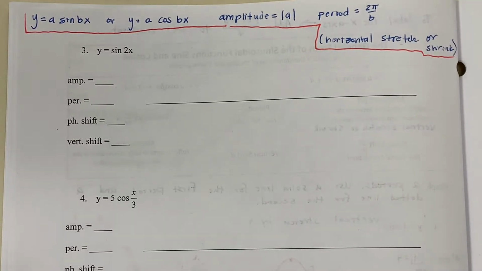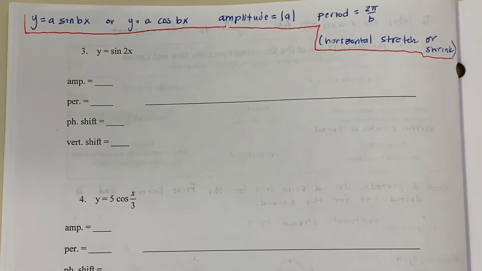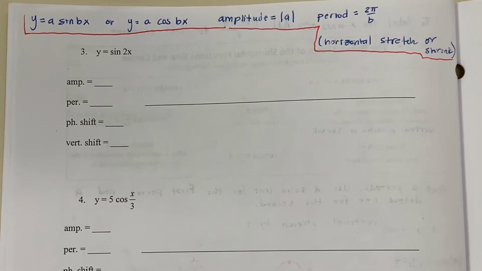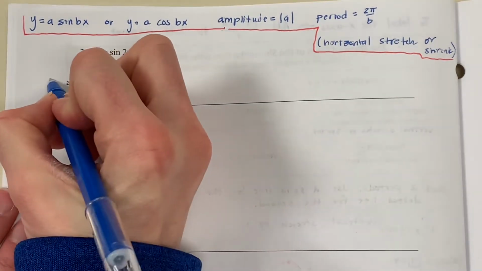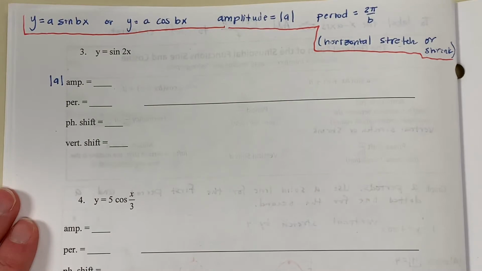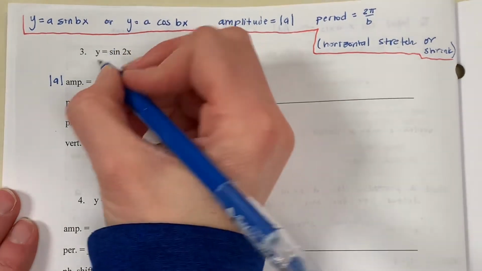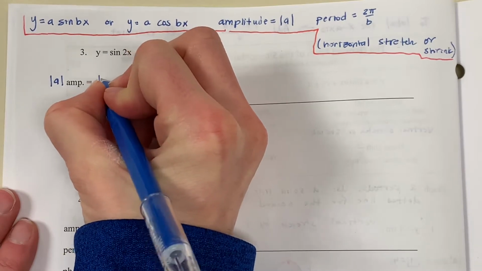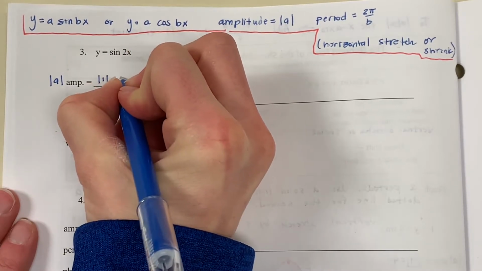In problem number 3, we're going to graph y equals sine 2x. First, we have to find the amplitude. Again, the amplitude is the absolute value of a. A is the number directly in front of sine. No number is given, so a is 1, and the absolute value of 1 is equal to 1.